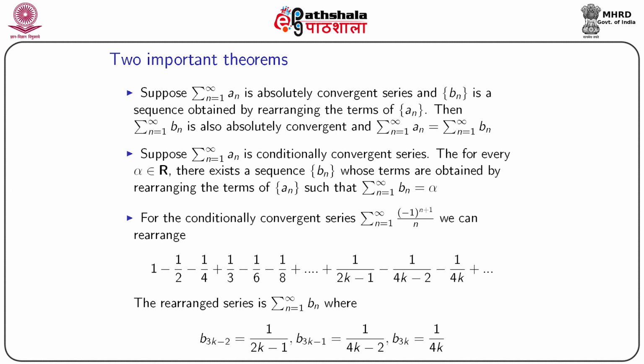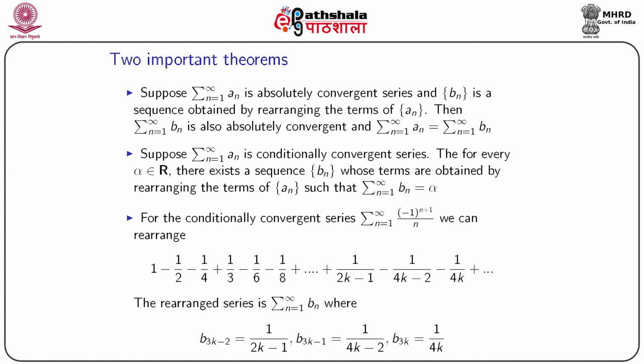Suppose the sum over an is a conditionally convergent series. So now we are talking about conditionally convergent series. Then for every alpha belonging to the real numbers, that means alpha is a real number, there exists a sequence Bn whose terms are obtained by rearranging the terms of an such that the sum over Bn will be equal to alpha. So we have this rearrangement theorem for conditionally convergent series too. But the proofs are beyond the scope of this lecture.